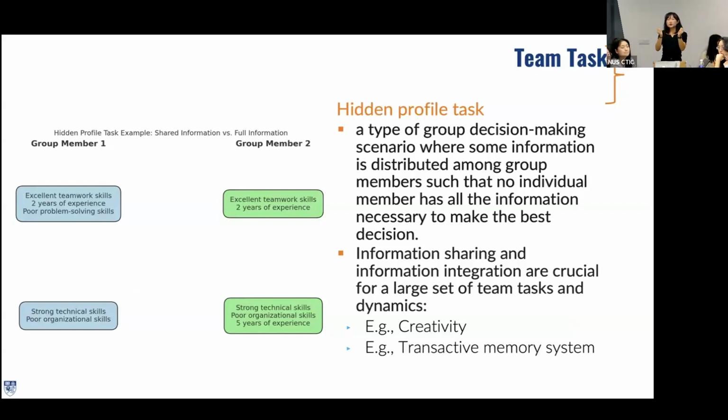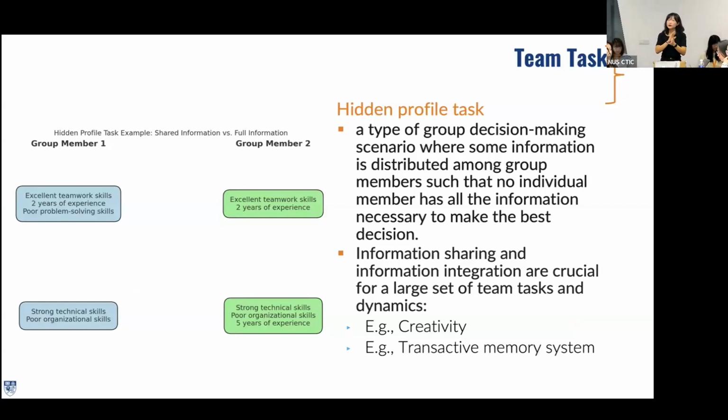Basically, as an individual person, everyone will get, so on the left, the example is that we want to choose the best candidate. So we're hiring a new professor, right? Each person has partial information about these candidates, candidate 1 and candidate 2.